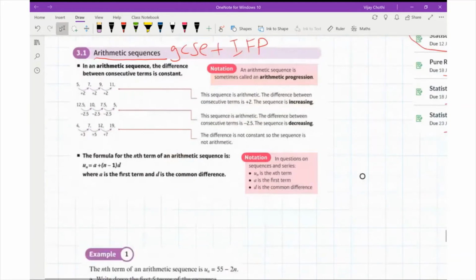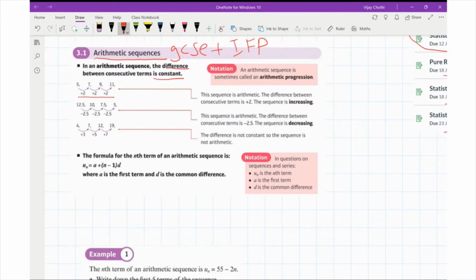So an arithmetic sequence is basically when the difference between the numbers is the same. So the difference is constant. Okay, so this one, 5, 7, 9, 11. The difference is +2. That's an arithmetic sequence.